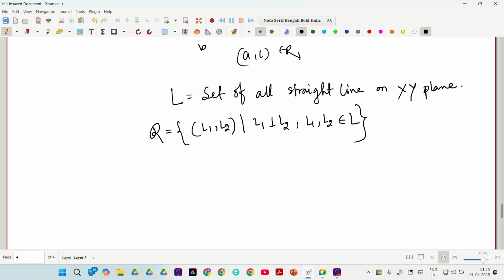Now I will not check what you have written in the exercise book. I will ask one by one whether this is reflexive or not, why it is not reflexive, or why it is not symmetric, why it is not transitive. That I will ask. Maybe you have to draw some pictures of two straight lines in order to check those relations.